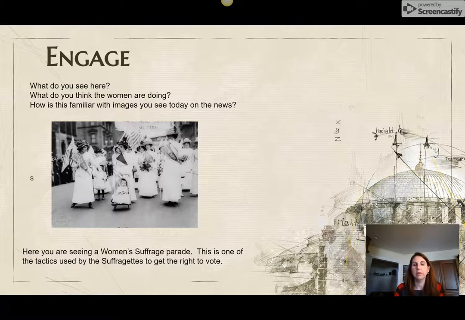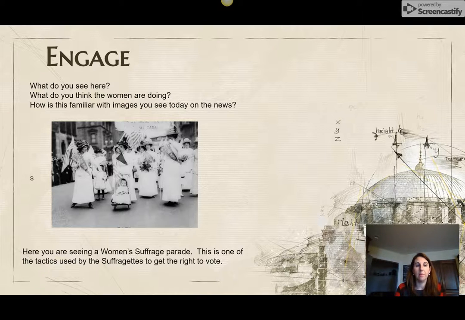Okay, so hopefully you answered, a parade. You saw flags. You saw the women, because there's women there, marching for something that they believe in. And how is this familiar with images you see today? Hopefully you're thinking, I see parades on TV, people protesting things, people walking for a cause.